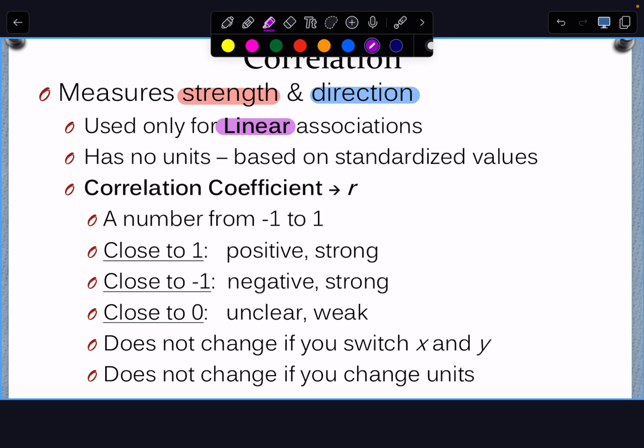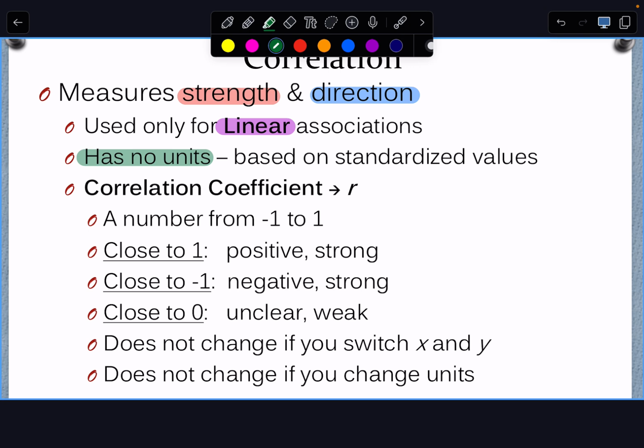But if I have a nonlinear association, that correlation value that I calculate will be meaningless. It's not going to measure what I want it to. So it is very important. It's the first thing we talk about, and I really want to stress that this only works when we have a linear association to begin with. The other part of this that's extremely important, and it's going to pop up a lot, is that when I calculate correlation, I have no units attached.